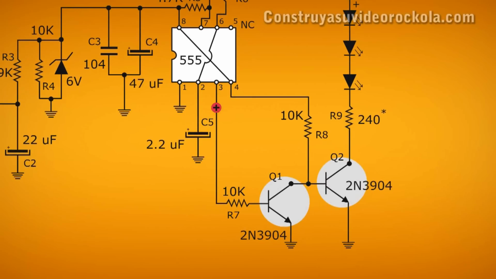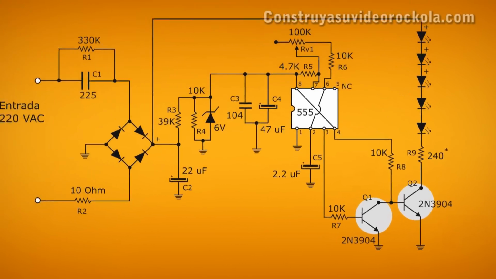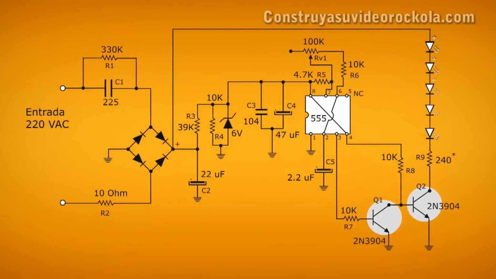When the 555 sends a positive voltage, transistor Q1 conducts between emitter and collector, negatively biasing the base of transistor Q2. At this time, Q2 does not conduct and therefore does not turn the LEDs on. By the time the 555 sends a negative pulse, the first transistor Q1 does not conduct, positively polarizing the base of transistor Q2, making it conduct. At that moment the LEDs turn on. This cycle is repeated at high speed, producing the effect of flashing light.